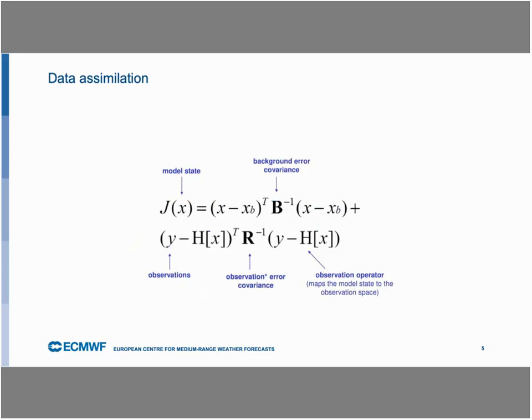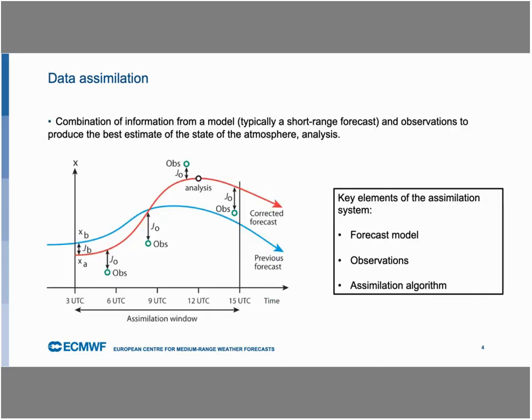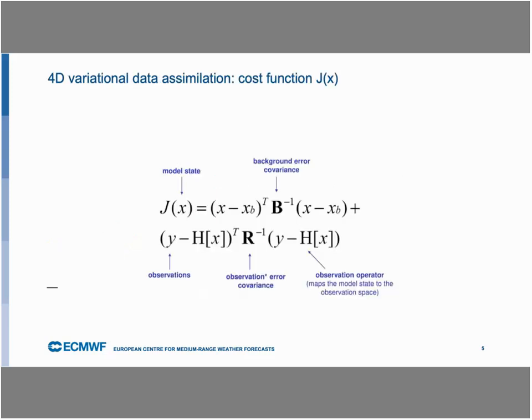So the fourth dimension is the time on the x-axis in the schematic figure. So it takes into account the actual time of the observations and provides the model counterpart for the observations at the actual observation time. And the 4D-Var is based on minimizing the cost function J, which is here.